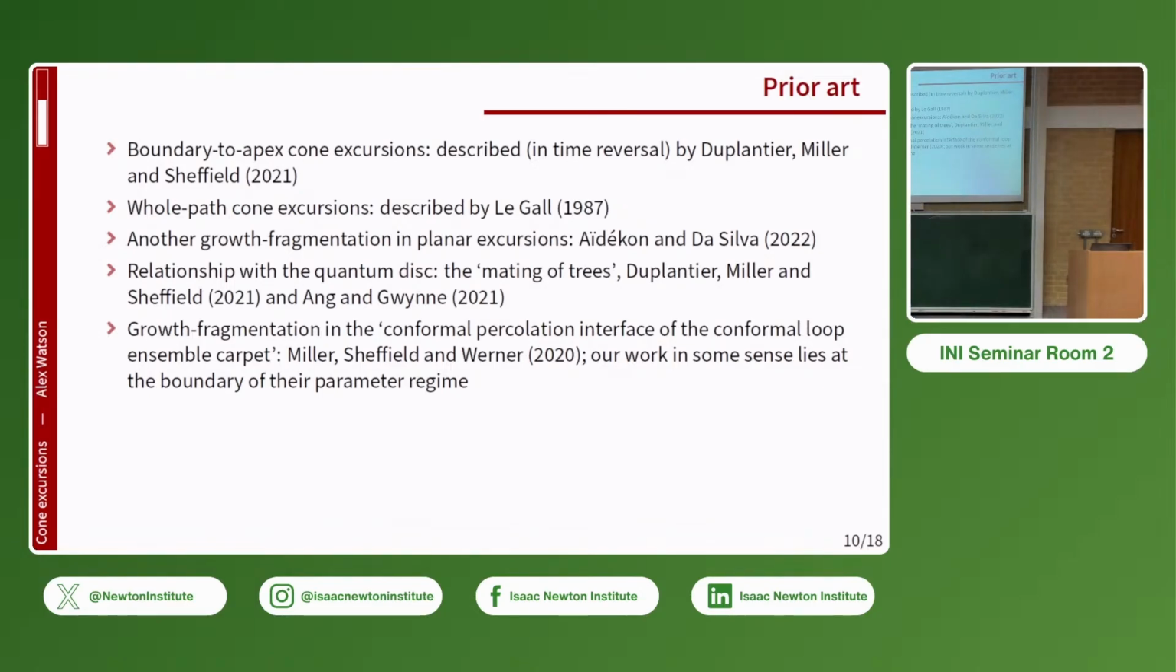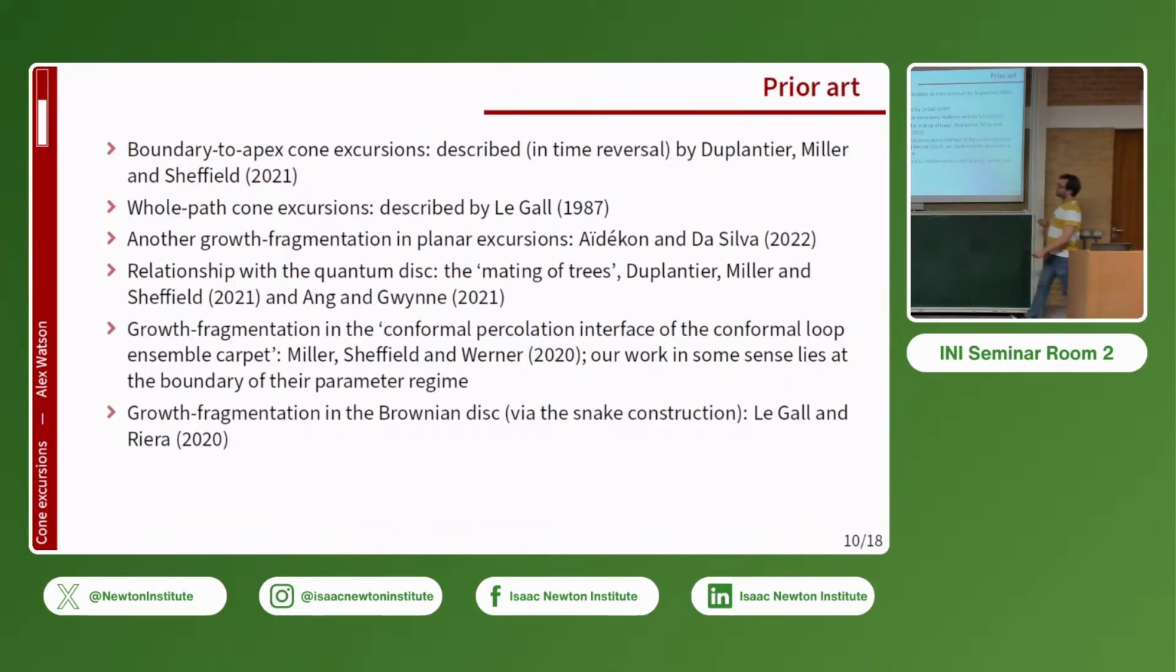In some sense, their parameter regime was for gamma bigger than √8/3, and our work is getting to the boundary of that. What happens is the CLE carpet thing vanishes, and you get left with just the SLE. This is a bit vague, but I think this is what's going on.